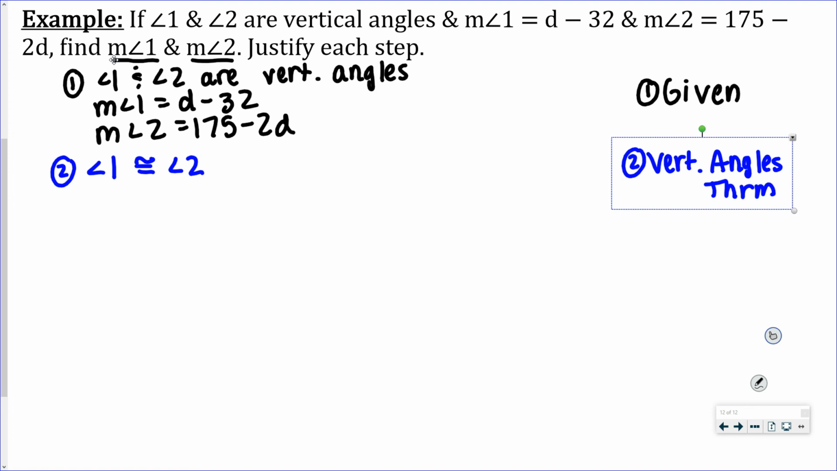Okay. Now I need to get an equation here. What I'm trying to find is the measure of these two angles, and right now, all I know is that the angles are congruent. So since the angles are congruent, that means the measures of these angles are going to be what? Equal, the same. Yep, they're going to be equal to each other. And that's just the definition of congruency. That's what congruency means.